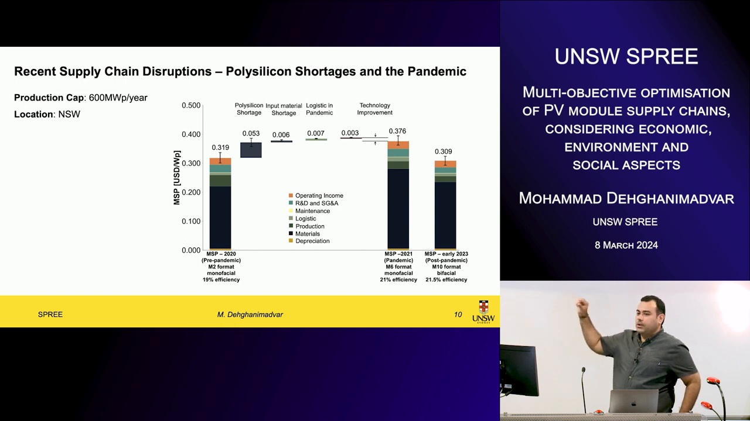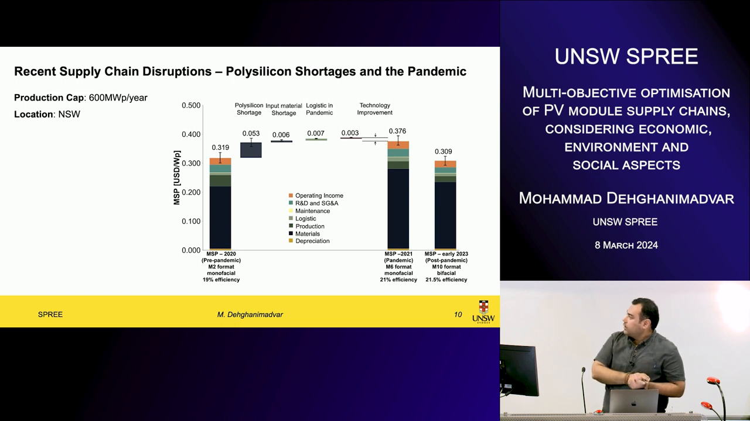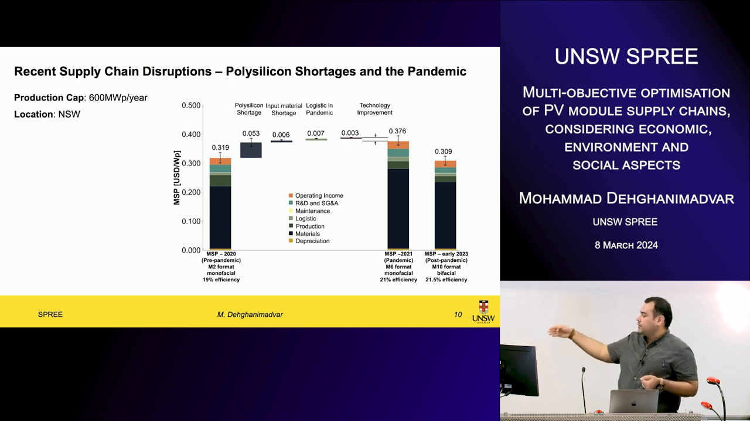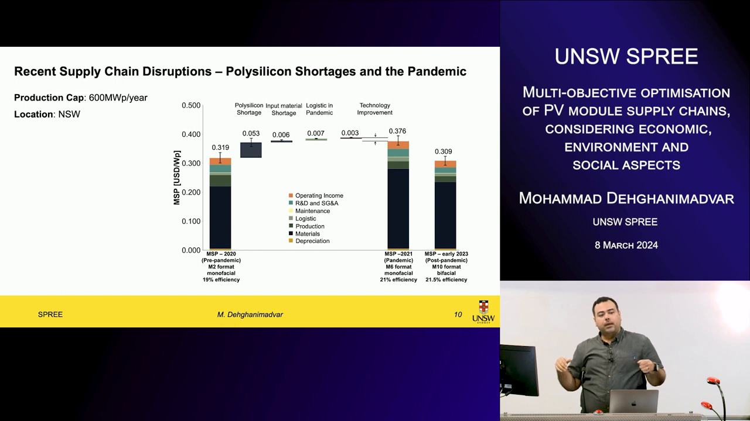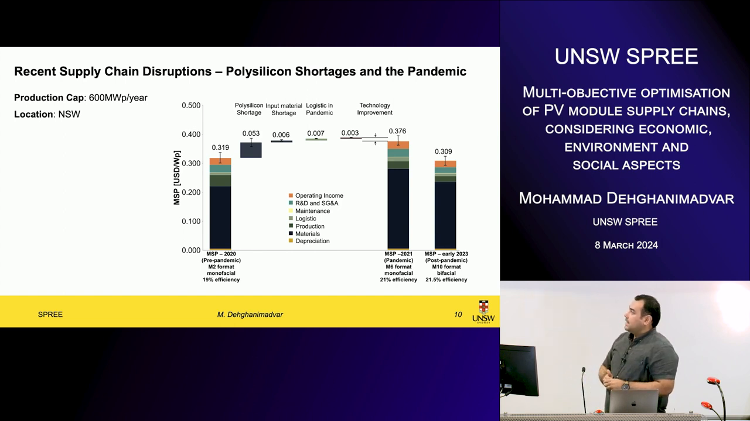And there is also technology improvement, like the mainstream technology moving from M2 in 2020 to M6 with higher efficiency in 2021. And in early 2023, we are in a post-pandemic period, everything is going back to normal, and we reached 31 cents per watt. So this is the MSP of making modules inside Australia.